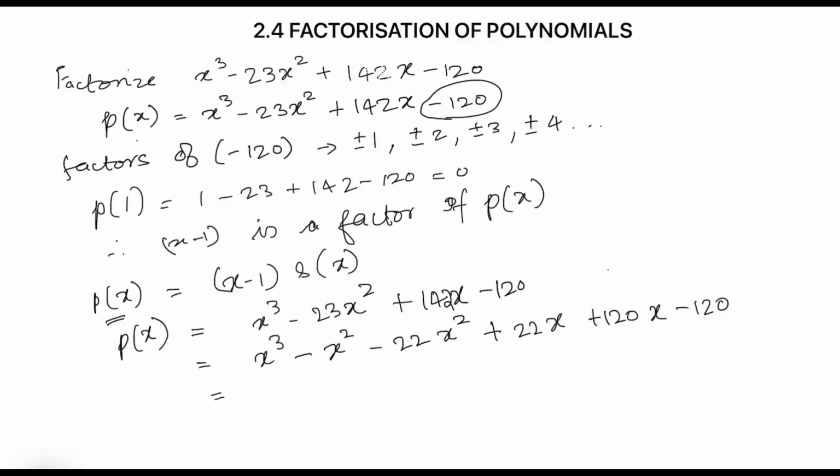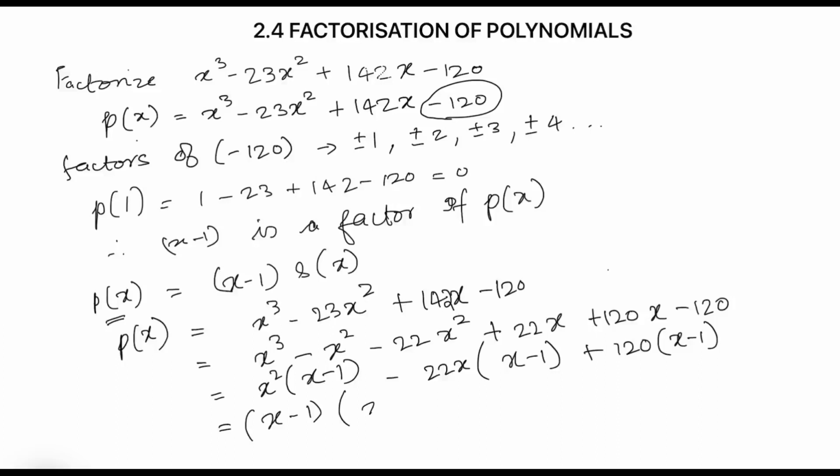So we get x squared into x minus 1 by taking x squared common out of x cubed minus x squared, minus 22x is common here, so x minus 1, plus 120 is common here, so x minus 1. And here we take out x minus 1 as a common factor out of all three terms. So you get s of x, which is x squared minus 22x plus 120. Right? So this is what is s of x.